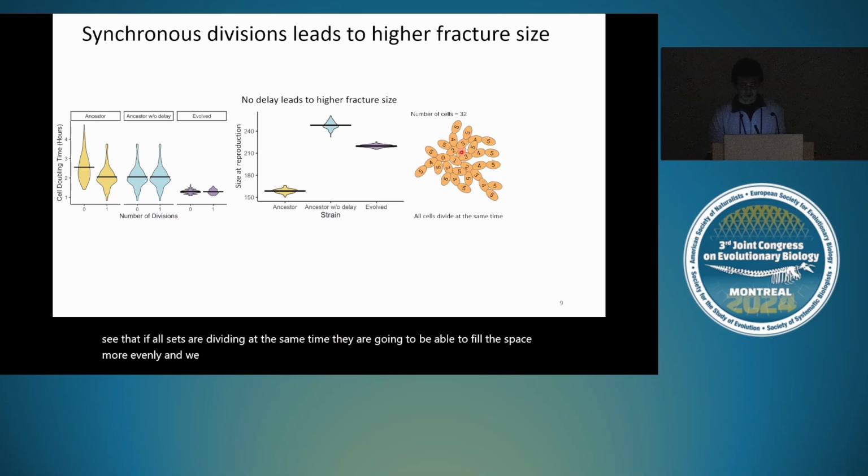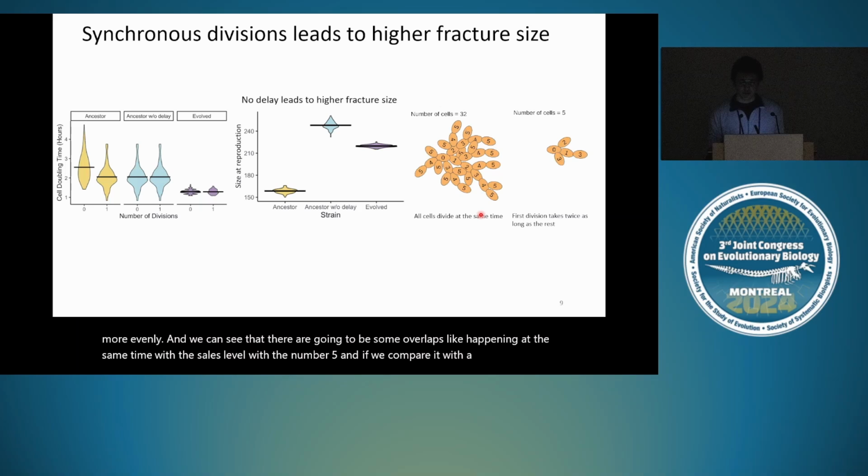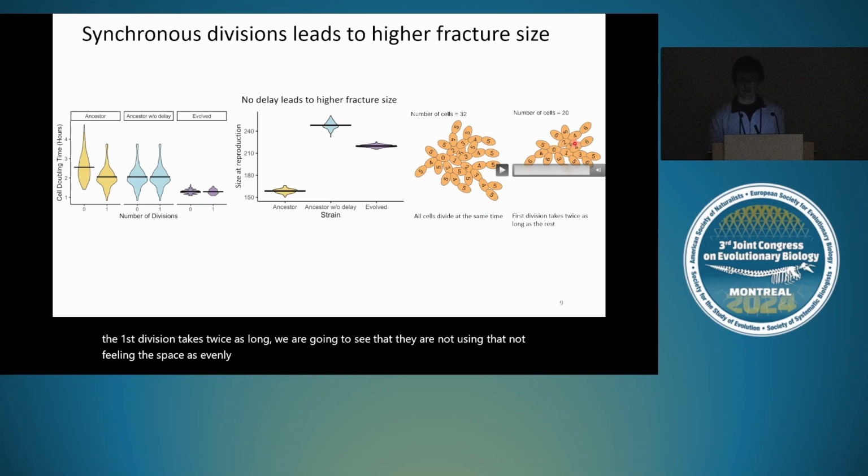And we can see that there are going to be some overlaps happening at the same time with the cells labeled with the number 5. And if we compare it with a strain in which the first division takes twice as long, we are going to see that they are not filling the space as evenly, as there's only one point where they are running out of space. Also, this is going to happen at a smaller size. So really, dividing synchronously will allow the clusters to reach a higher size, which will allow them to be more fit.